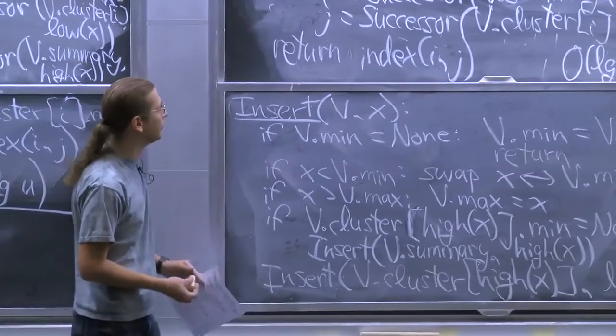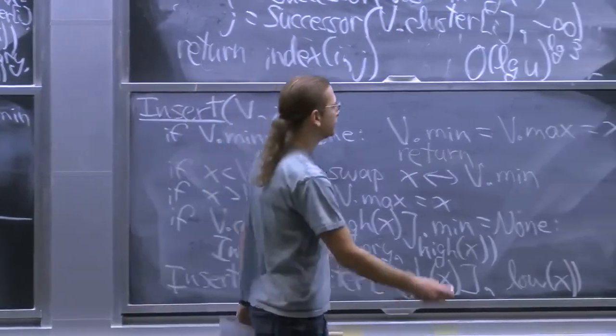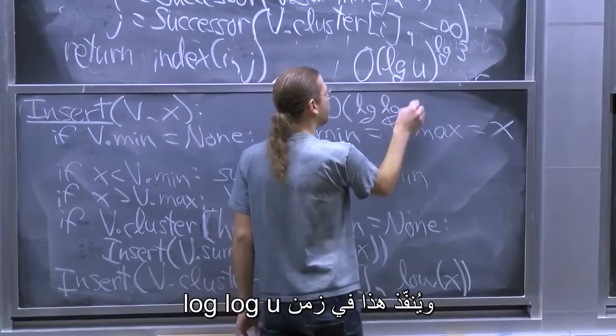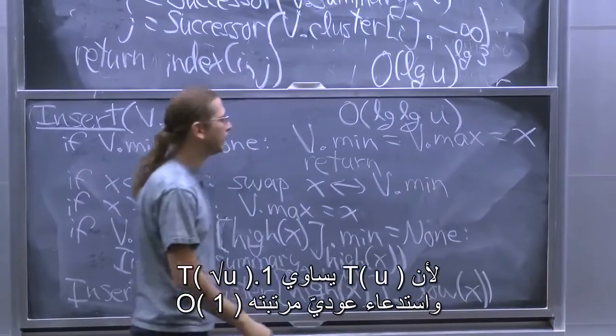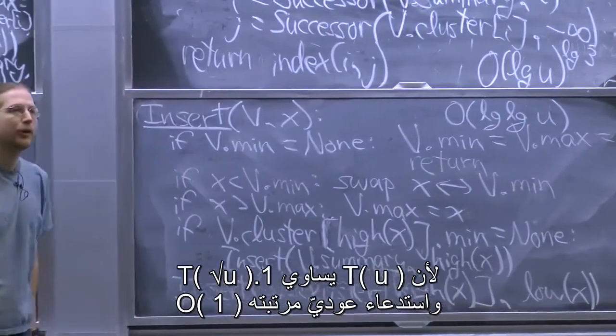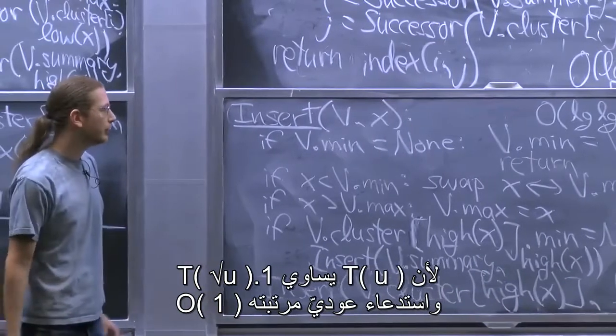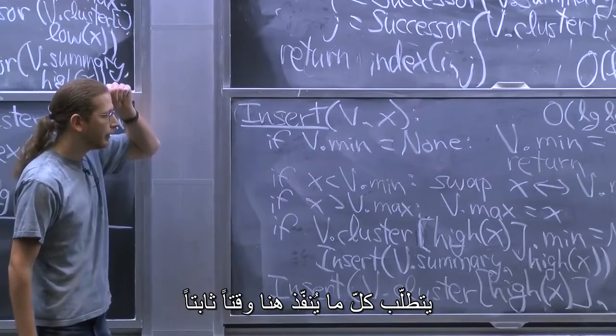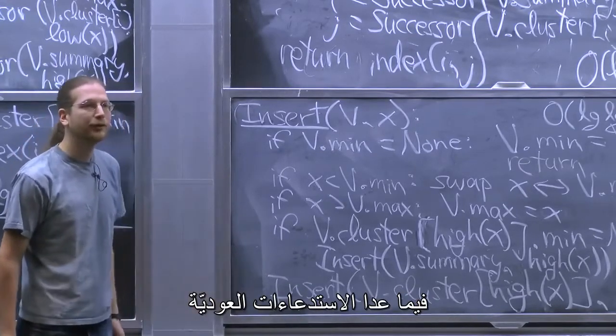OK? So this runs in log u, because I get the recurrence T(u) = 1 times T(square root of u) plus order 1. All the work I'm doing here is constant time, other than the recursive calls.